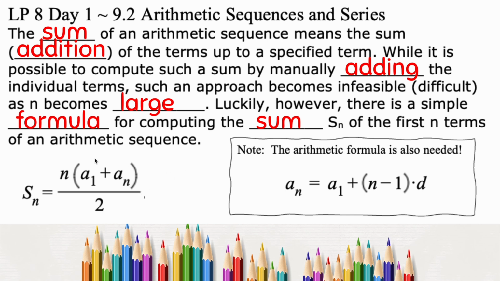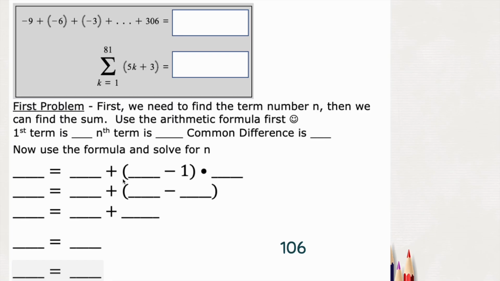Now, because we need to know what the first term and whatever term number it is we're going for, we do need to use the arithmetic formula, because we may be given a few pieces, and then we're going to end up having to build a formula or use a formula to find these two pieces. All right, so let's go ahead and get started on that.